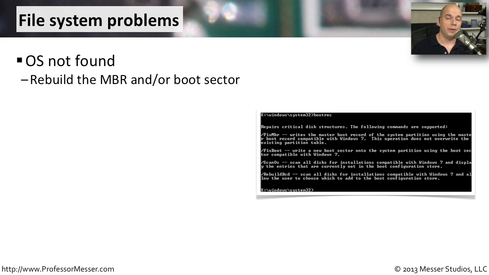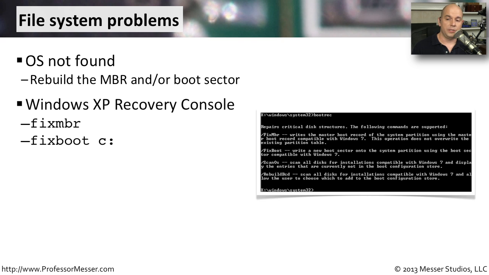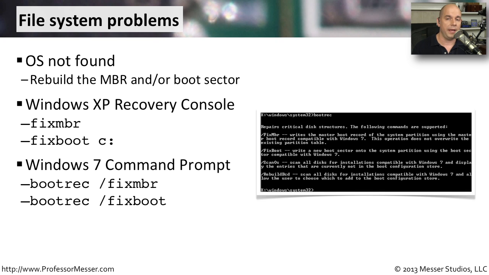If we start up our computer, it goes to our storage device to try to boot, and we see a message that says the operating system is not found. Well, that speaks to more of a file system problem. And a common workaround is to rebuild the master boot record and perhaps also rebuild the boot sector on that drive. In Windows XP, we would do this from the recovery console. We can use fix MBR to overwrite the master boot record and do a fix boot C: to update the boot sector that's on the drive. If you're running Windows Vista or Windows 7, we do this from the command prompt, and we use the bootrec command with a /fixmbr or a /fixboot to fix either the master boot record or the boot sector.